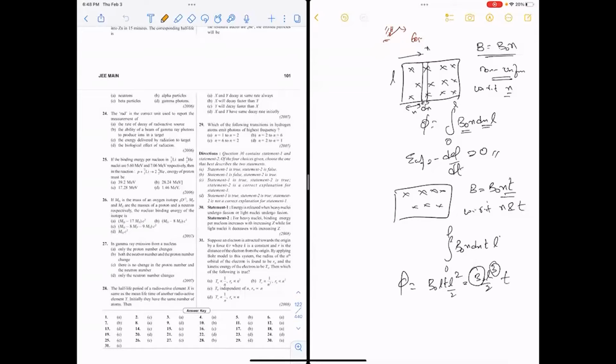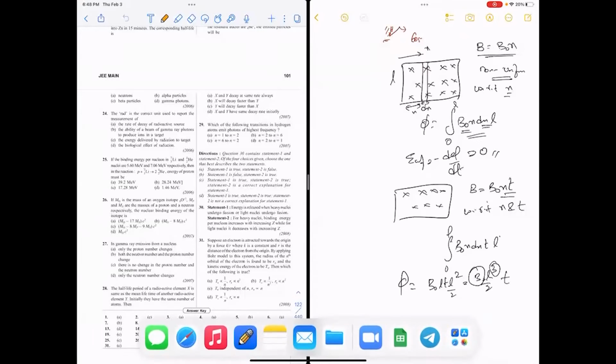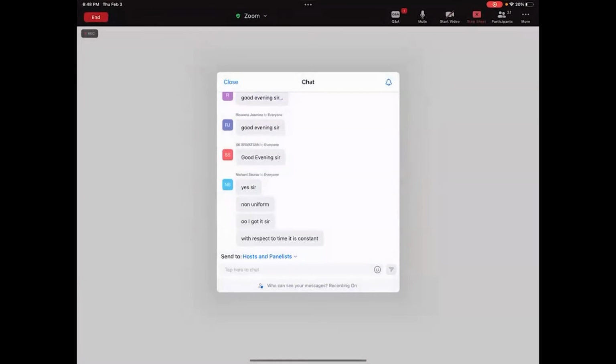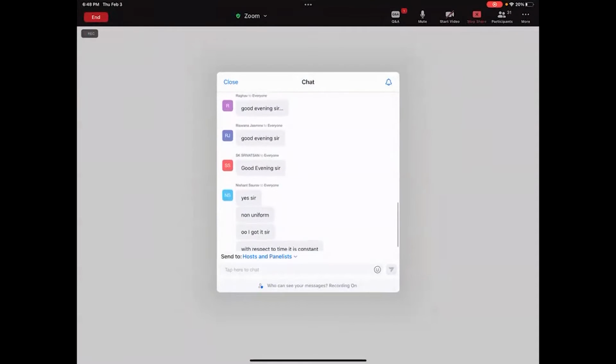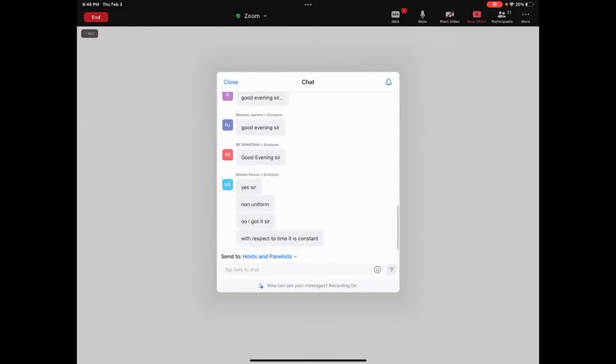Right. So in the first case scenario, with respect to time, it is constant. That is the meaning of 'with respect to'. I hope you got the answer to your question.